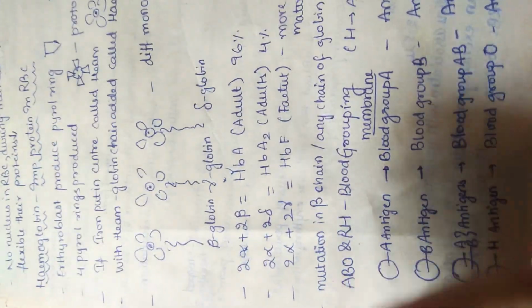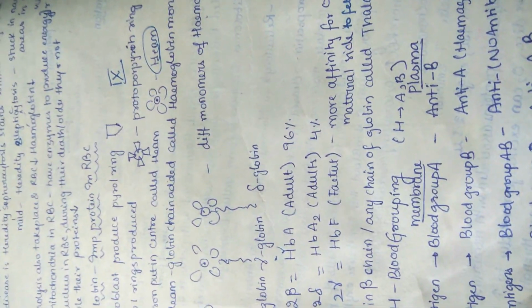So next we have mutation in the beta chain or any chain of globin. Then it is called thalassemia. Thalassemia is of alpha type and beta type. If there are any alterations in the alpha globin chain or beta globin chain, then it is called thalassemia.